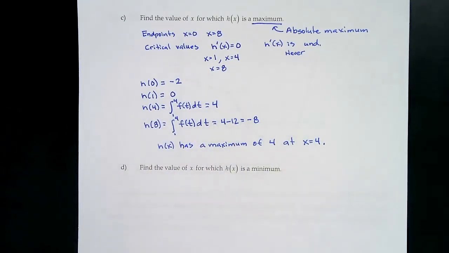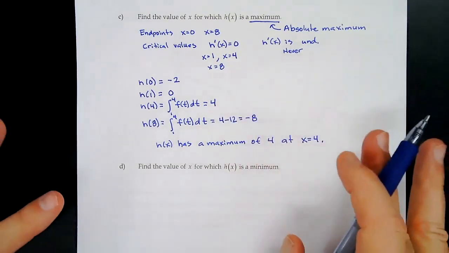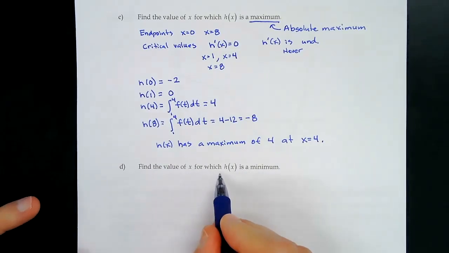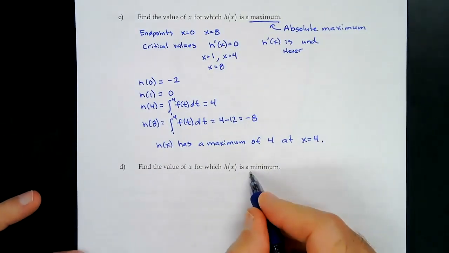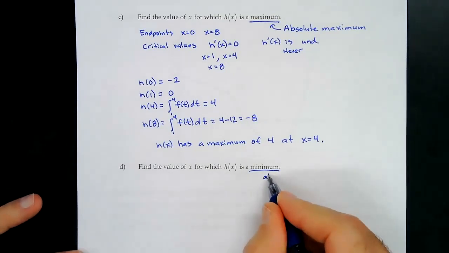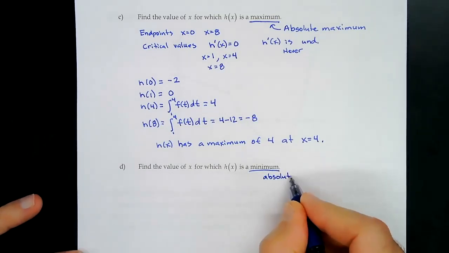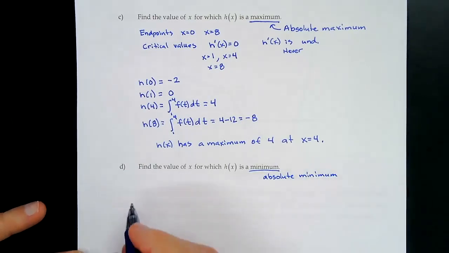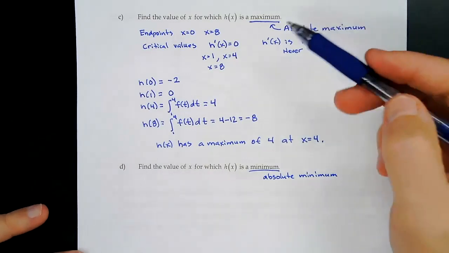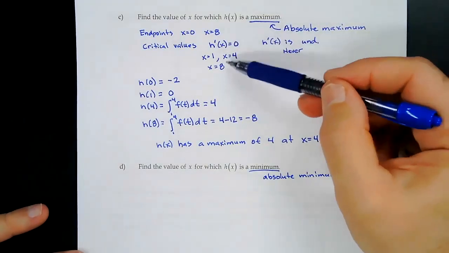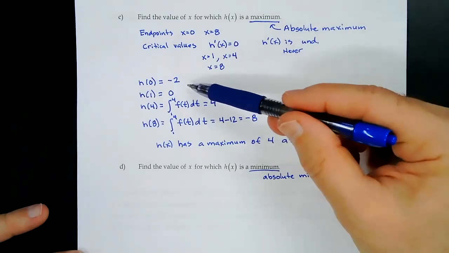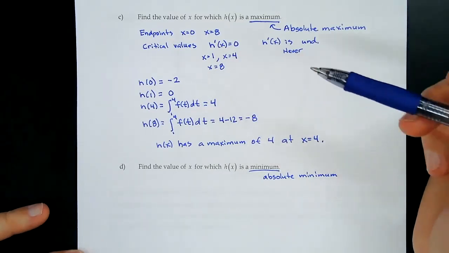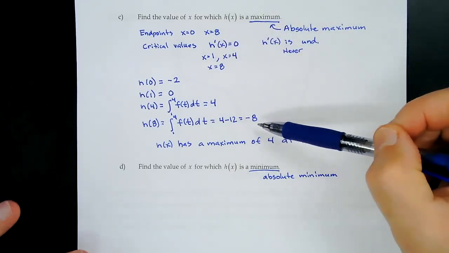So the next part is, we can use the same idea right here. We don't need to rewrite it all over again. Find the value of x for which h of x is a minimum. Now, when I say minimum like this, I mean absolute minimum. And so when I say absolute minimum, we would need the endpoints like we did up here. We need the critical values like we did here. And then we would need to evaluate each one. And now, instead of looking for the biggest one like we did in part C, we're looking for the smallest one. So the smallest one is going to be negative 8.